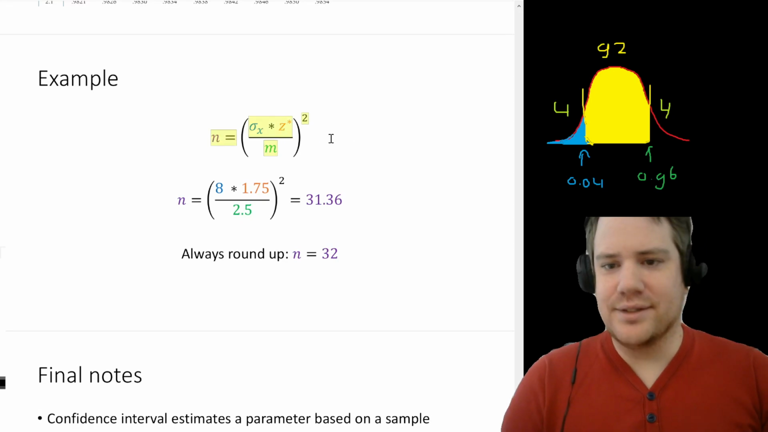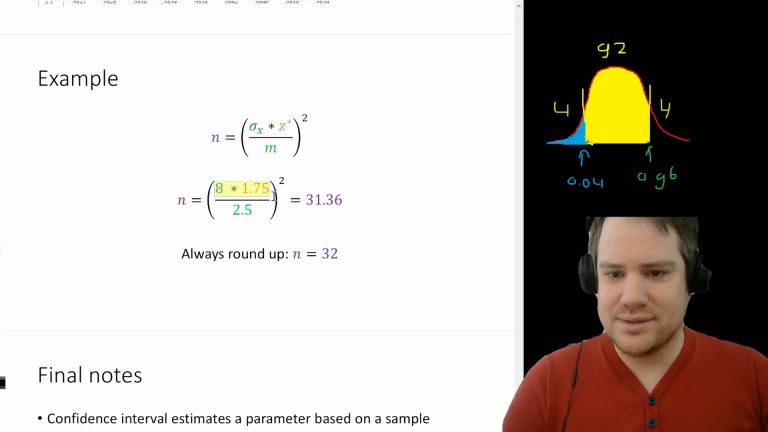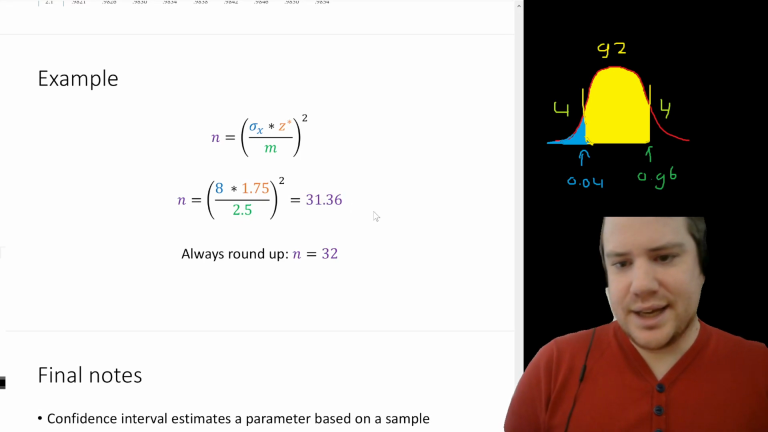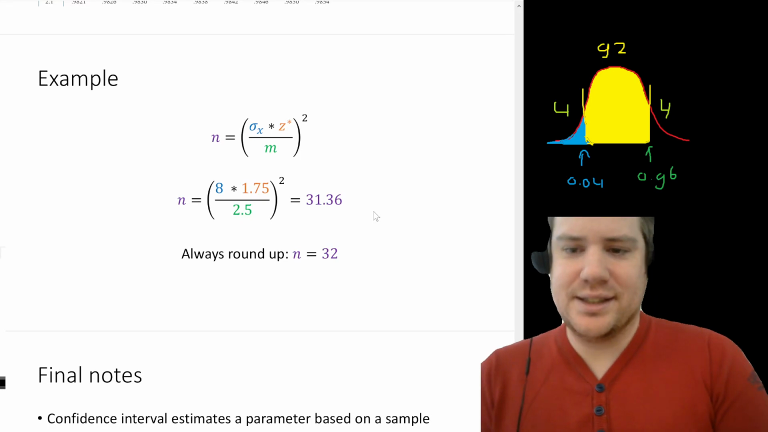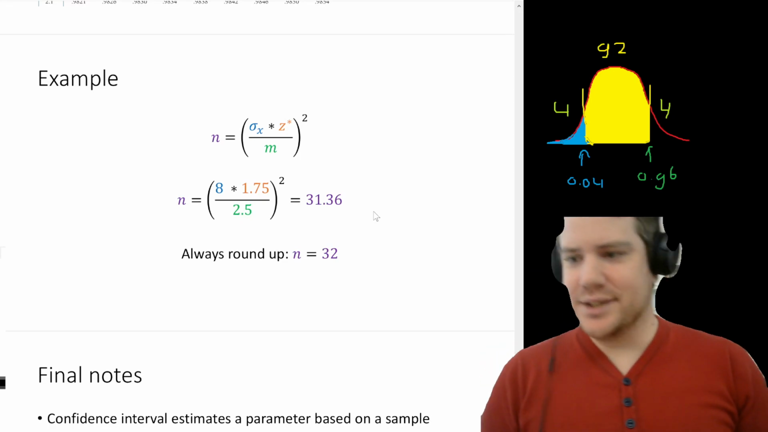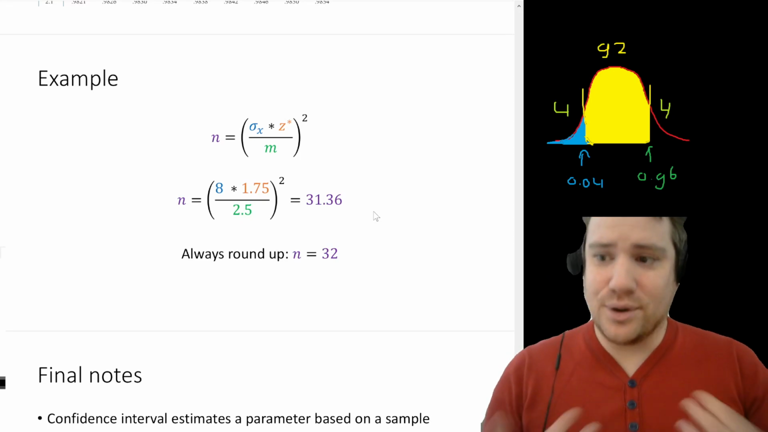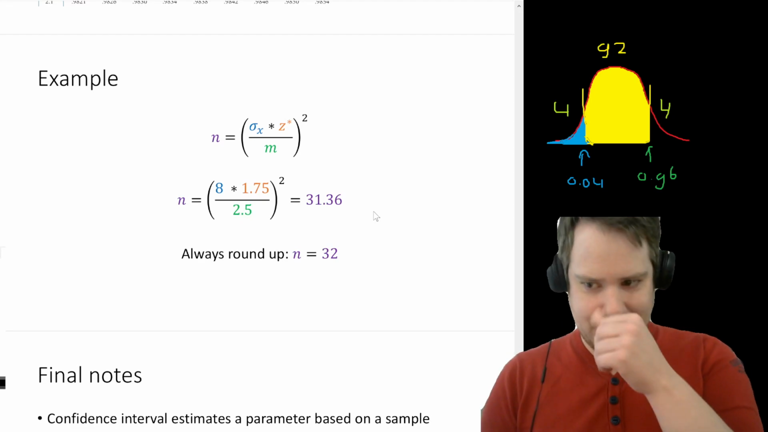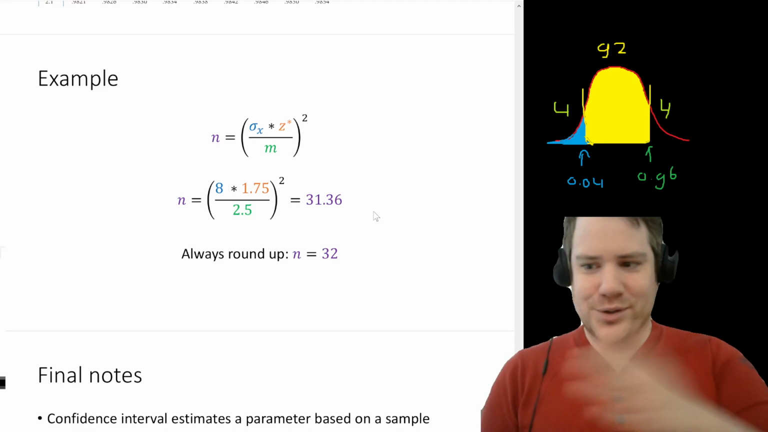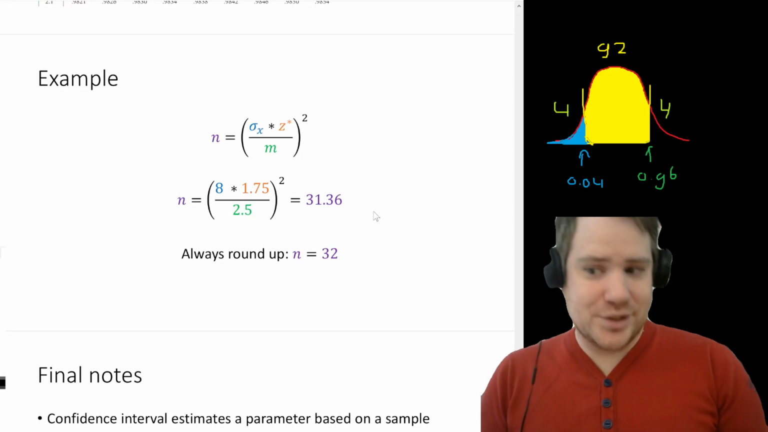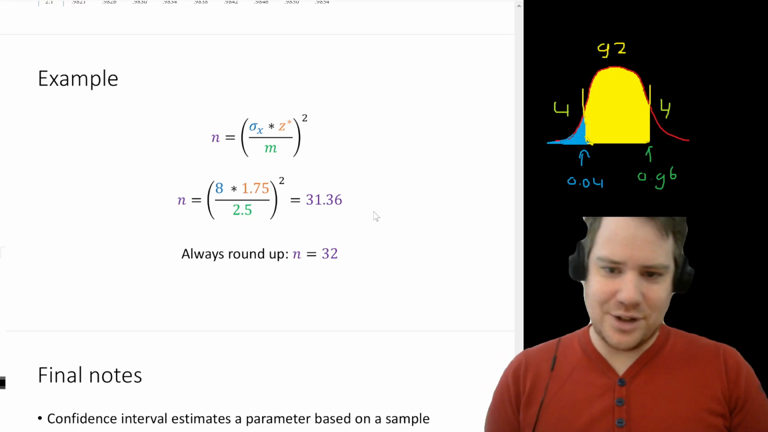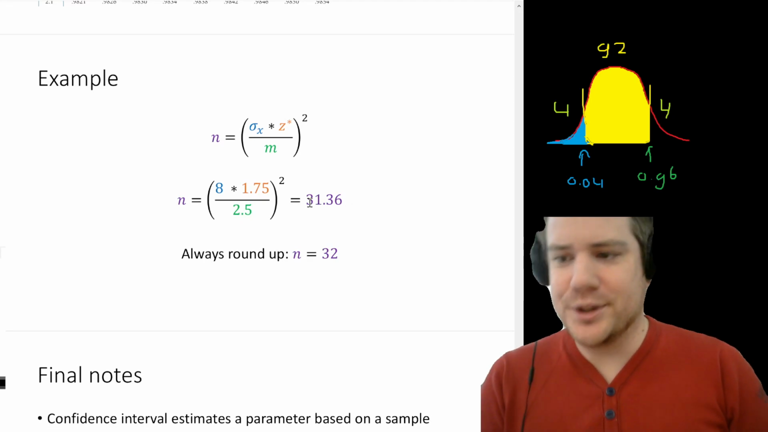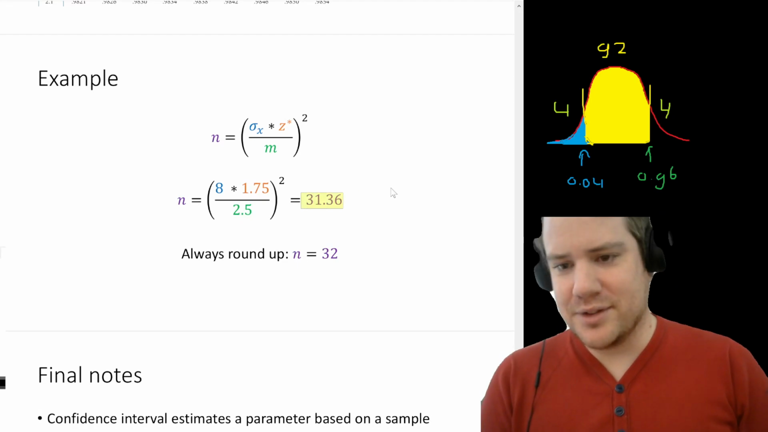And so we can fill in the formula, and that gives us an n of 31.36. The last trick to remember here is that with sample size, we can only have whole numbers, because of course you can't have 0.36 people in your sample. It needs to be either 31 or 32. 31 isn't large enough; the margin of error is going to be a little bit bigger than that. So we always round up. In this case, we would take 32.